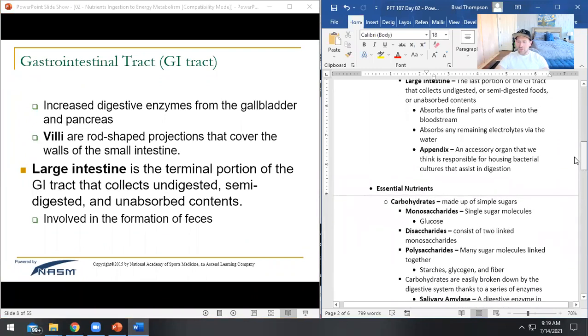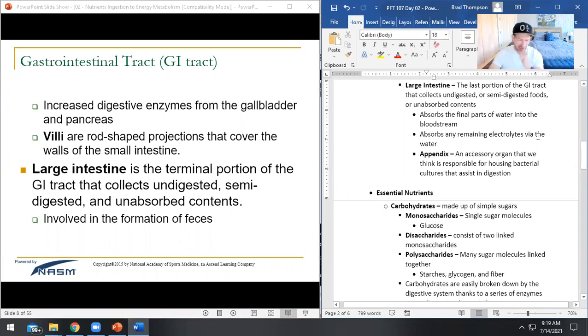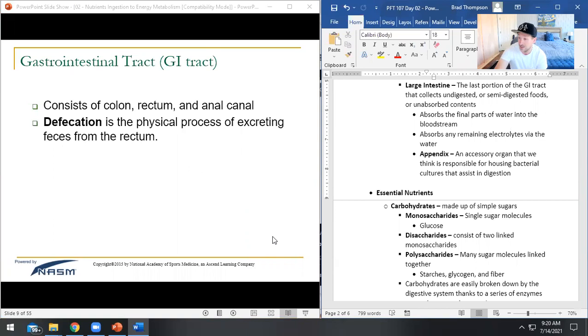And then eventually we will end in our large intestine, right? This is the last portion of your GI tract. This is taking any undigested or semi-digested foods. If anything didn't get absorbed by your small intestine, it's going to go into your large intestine, and your gut bacteria is going to help break that down until it is fully broken down. Some of those materials will be absorbed as well. But for the most part, maximum absorption really takes place in the small intestine.